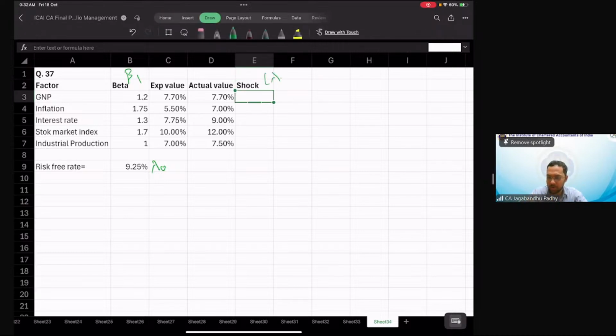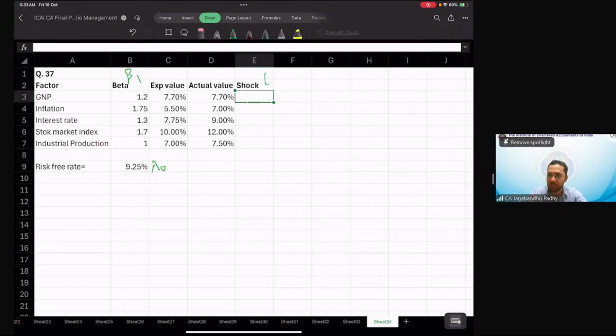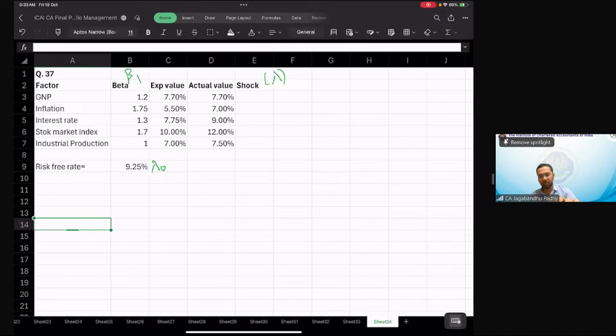Another interpretation, which goes for arbitrage pricing theory in a different way, is that you expected some return. You expected GNP to be growing at 7.7 or inflation to be 5.5. Inflation is expected at 5.5, and the actual value turns out to be 7%. So whatever the shock or change that is happening, that is the extra return that you want from that stock.